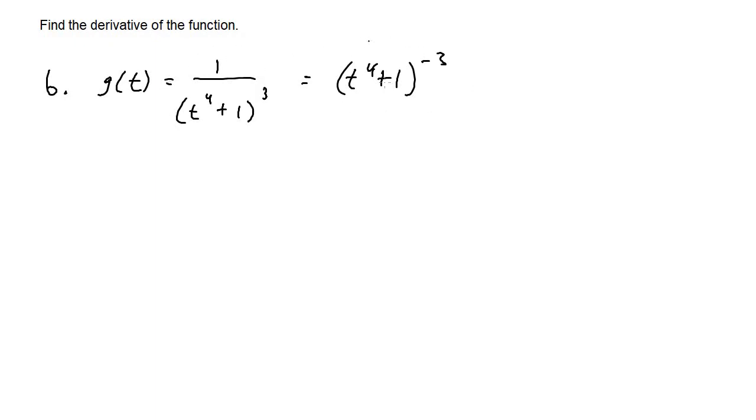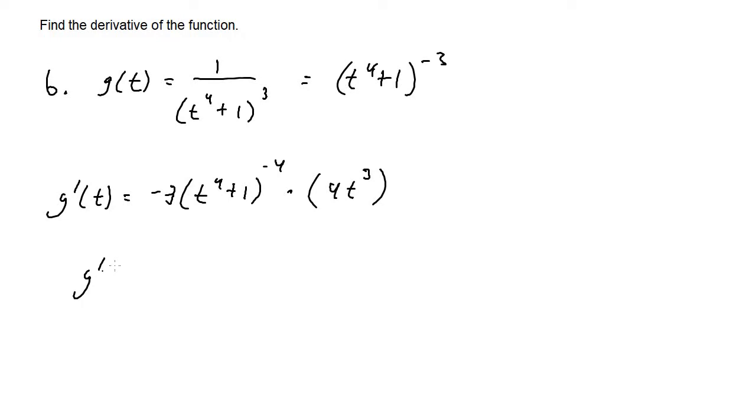So now I can go ahead, because there is an inside function raised to a power, which is the outside function, we combine the power rule with the chain rule. So once again, g prime of t is going to equal the derivative of the outer function, so bring the power down, leave the inner function alone, subtract the power by 1, negative 3 minus 1 is negative 4, and because we have an inside function, we multiply by the derivative of that inside function. Derivative of t to the 4th plus 1 is 4t cubed.